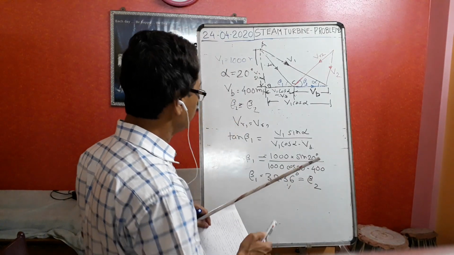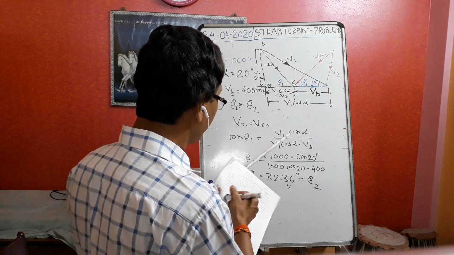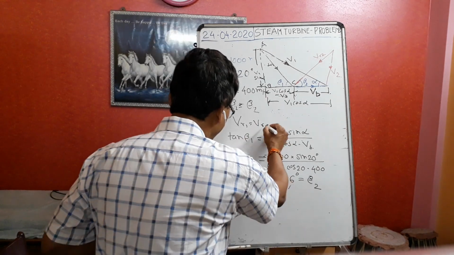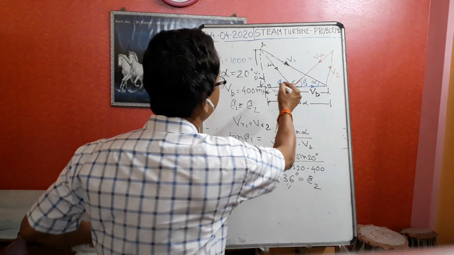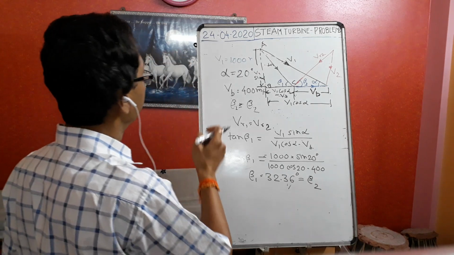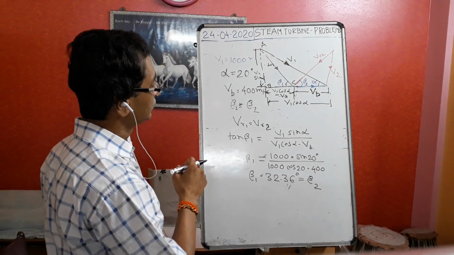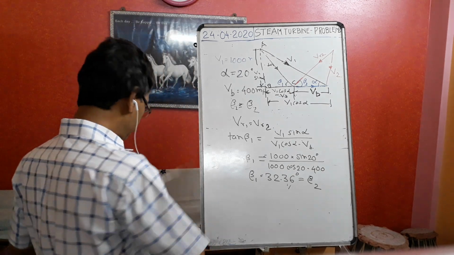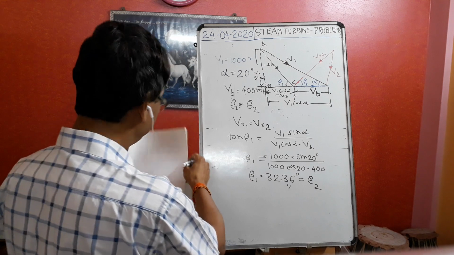Calculation time. So just you see, now I will do it gradually, because the first problem you have to understand very slowly. So I am doing it very slowly. So I have found out beta 1, this angle I have found out, and this angle I found out. Now we have found out the beta 1 and beta 2.